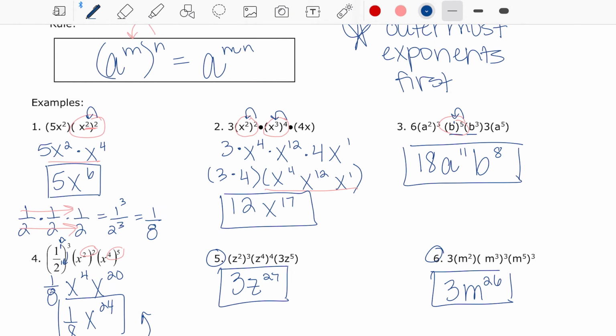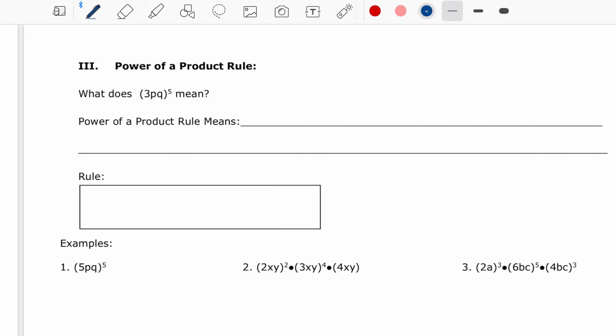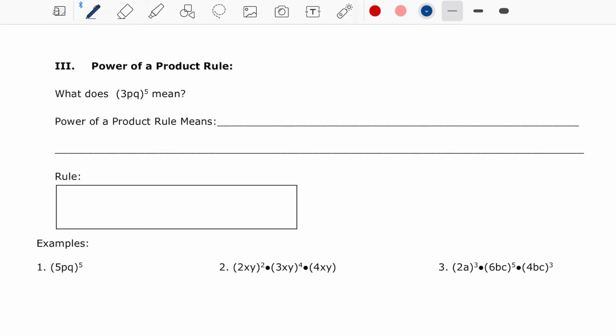All right, that brings us to the end of the first 2 rules. So now we're going to look at the power of a product rule. So we have (3pq) all to the power of 5. And what that means is 3pq is multiplied by itself 5 times.